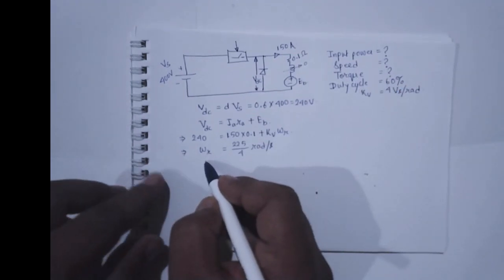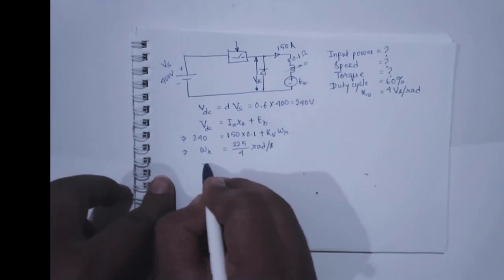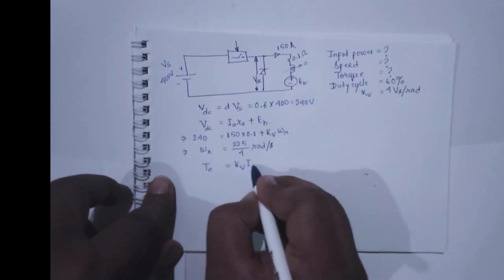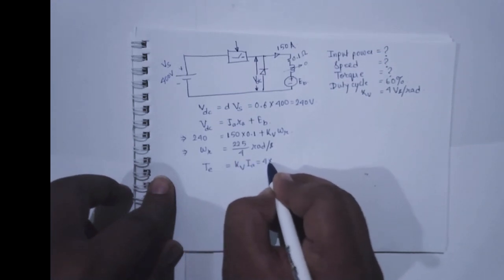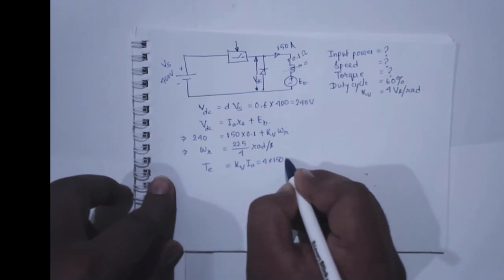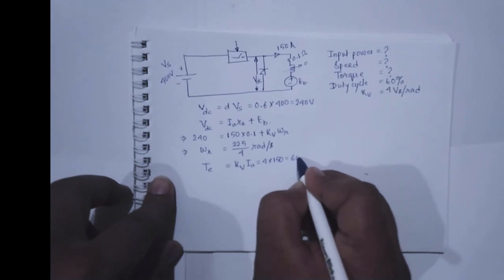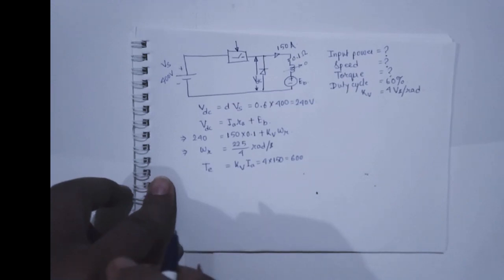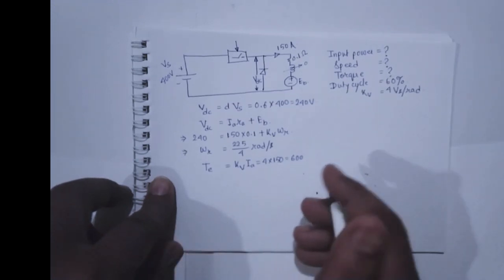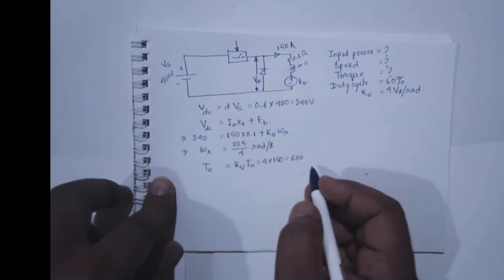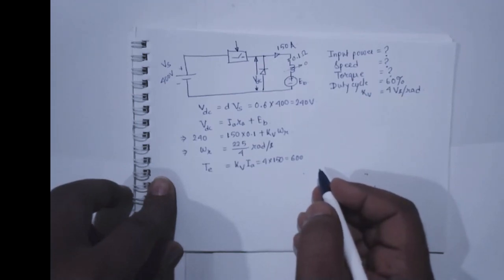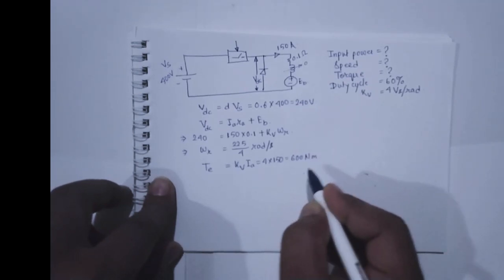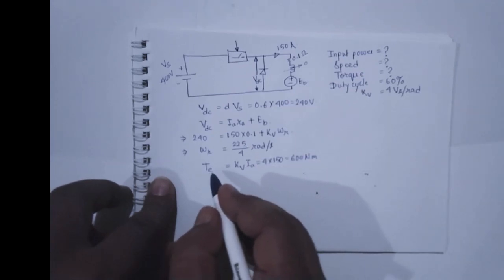Now the torque. The torque is equal to kV into Ia, that is 4 into 150, that is equal to 600 Newton meter.